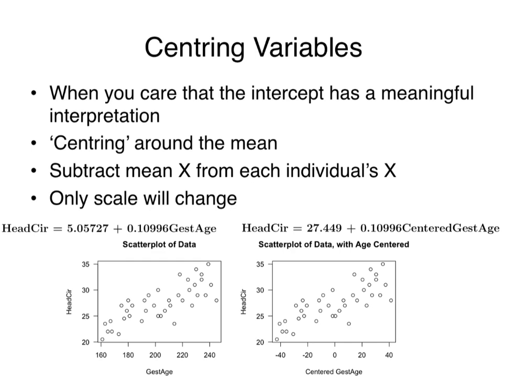Above the plots are each of the regression formulas with uncentered and centered x's. As you can see, the slope associated with gestational age, 0.1099, is the same for both the centered and uncentered x's. But the intercept of 27.45 for the centered variable now has a more meaningful interpretation. This is the mean head circumference for a baby with the mean gestational age of 200 days. Whereas with the uncentered gestational age variable, the intercept of 5.06 was the mean head circumference for a baby with a gestational age of 0.